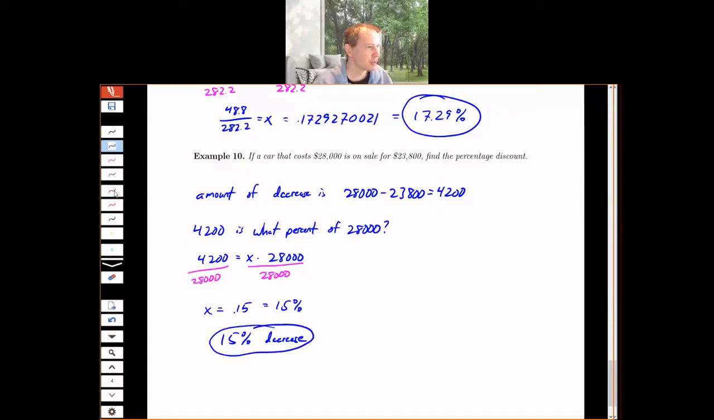Okay, suppose instead of doing this by writing out all of these words, I just used the formula. I said, okay, if I want to find a percentage increase or decrease, the percent is going to be the ending amount minus the starting amount divided by the starting amount, right? That was the formula I wrote down. So I plug in my numbers. So we have 23,800 minus 28,000 divided by 28,000. And I'm going to show you this on my calculator.